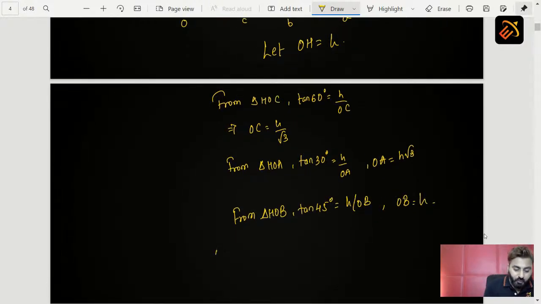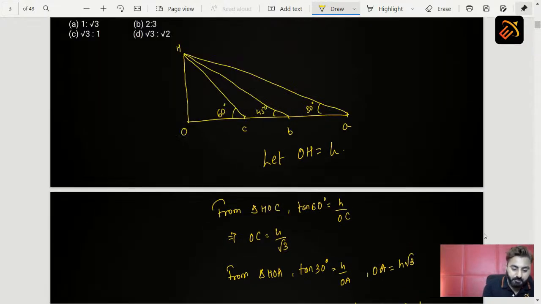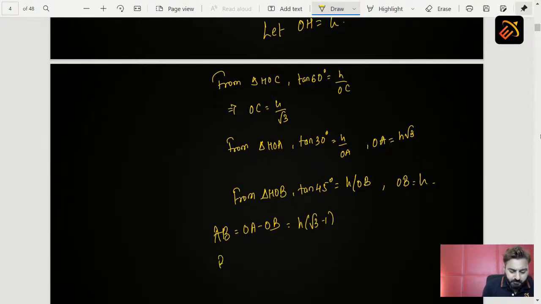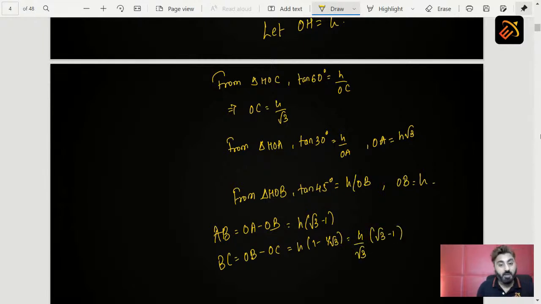Now students, what is AB? AB is basically OA minus OB from the diagram, correct? Which is equal to H into root 3 minus 1. What is BC? BC is basically OB minus OC, which is H into 1 minus 1 by root 3. So this is equal to H by root 3 into root 3 minus 1.